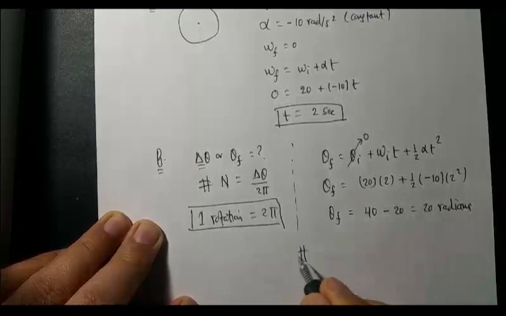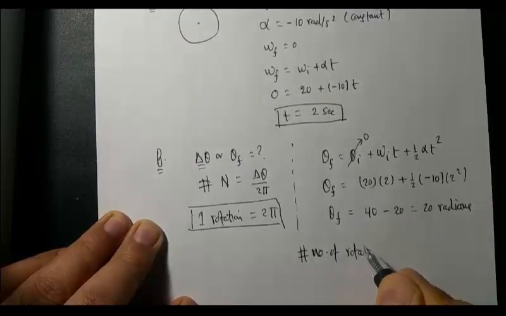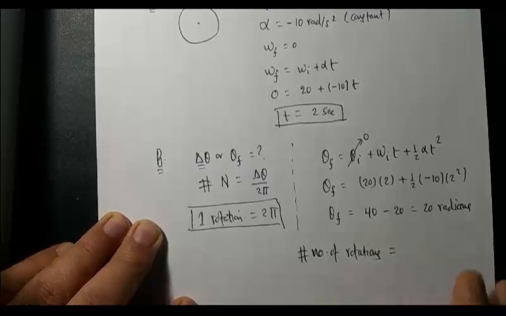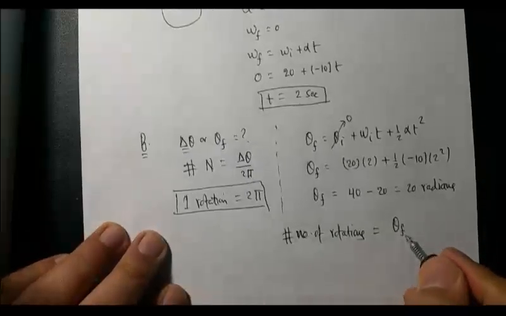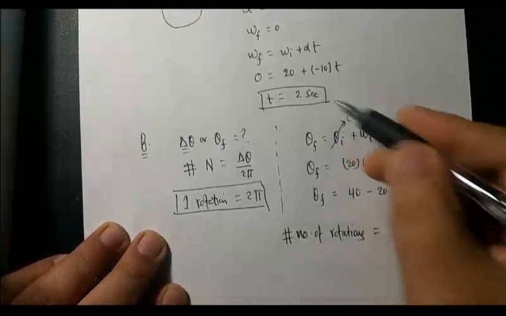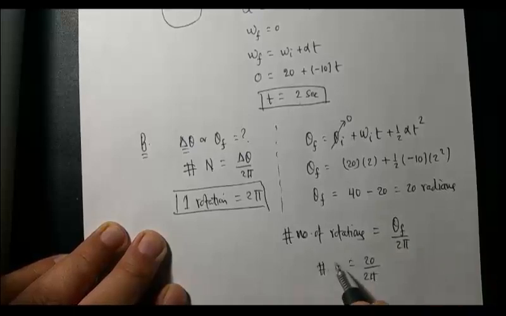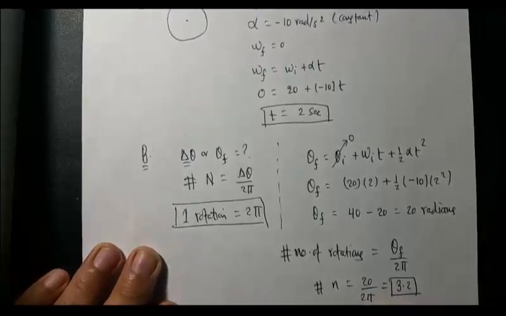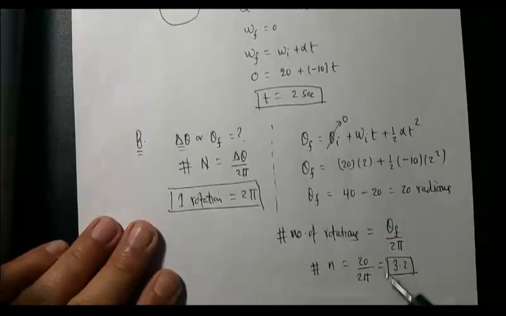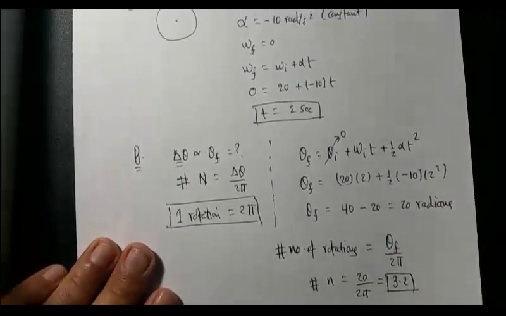So the total number of revolutions it made before it comes to rest is the total angular displacement it made in 2 seconds divided by 2 pi. So 20 divided by 2 pi, that's the total number of revolutions it will make within 2 seconds when it comes to rest. Alright, so let's continue.